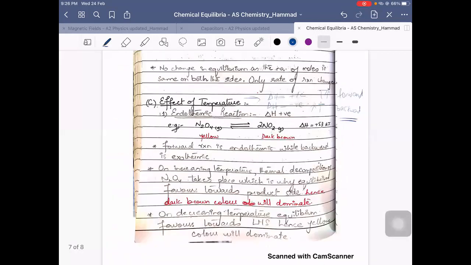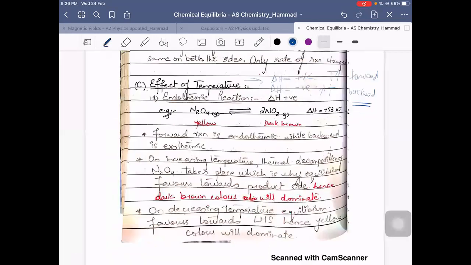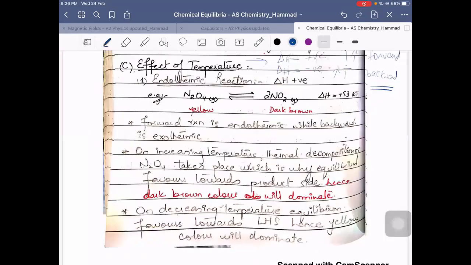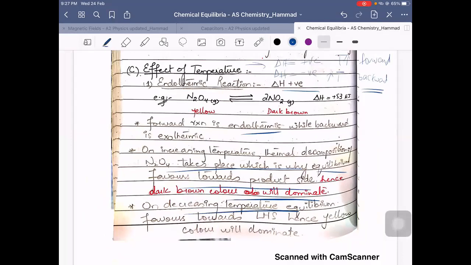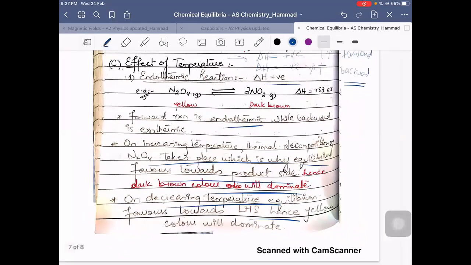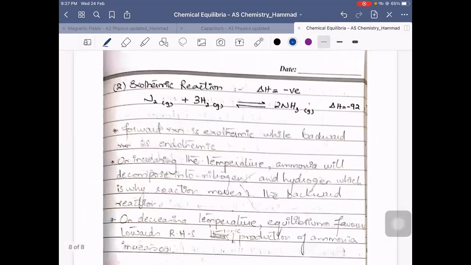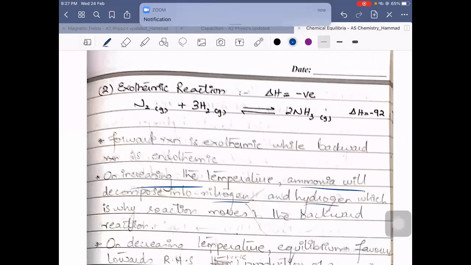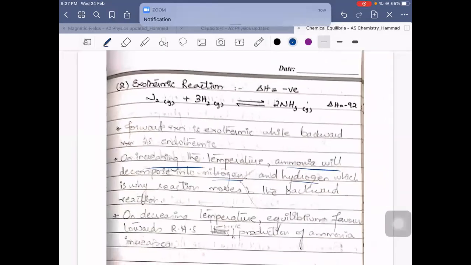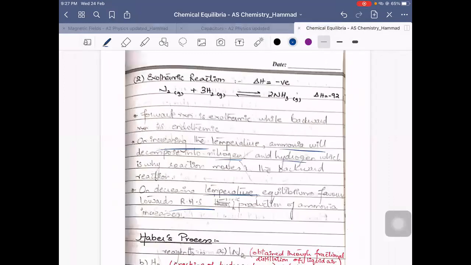if you see an endothermic reaction, enthalpy change is positive, the forward reaction is endothermic, while the backward is exothermic. On increasing the temperature, thermal decomposition takes place, meaning equilibrium favors the forward direction. Hence, dark brown solution will dominate or would be produced. And on decreasing the temperature, equilibrium favors the left hand side, and yellow gas is seen. For an exothermic reaction, on increasing temperature, ammonia will decompose into nitrogen and hydrogen, which is why the reaction moves in the backward direction. And on decreasing the temperature, equilibrium favors the right hand side.